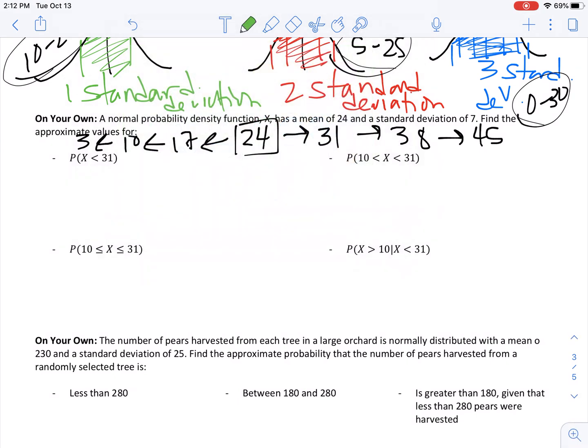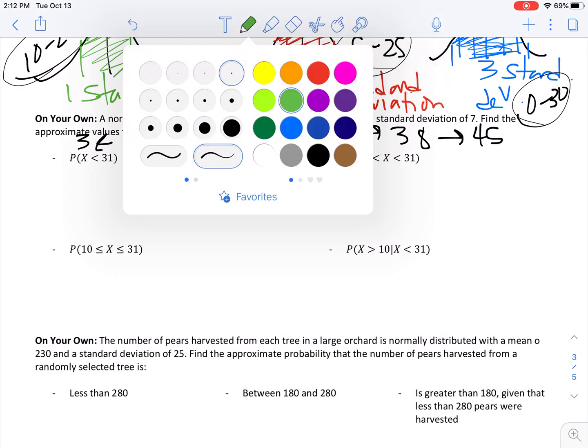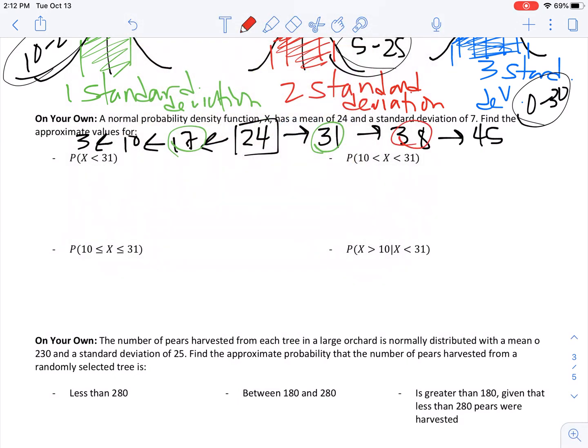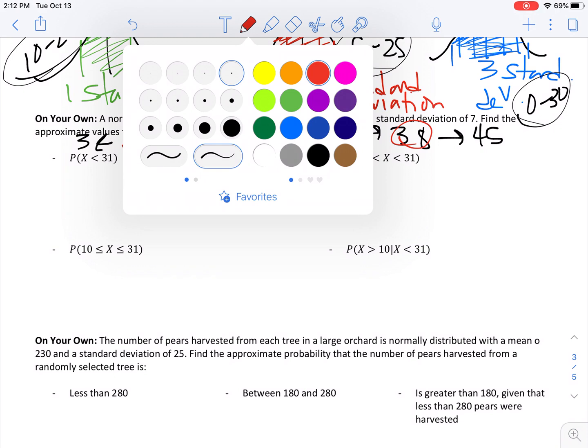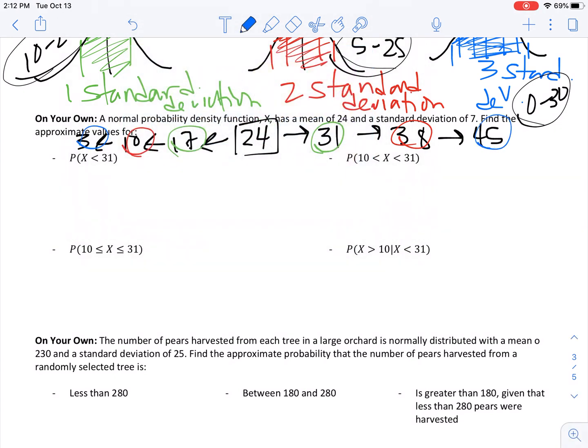Again, remember, this is plus 1. This will be plus 2 standard deviations either way. And this will be 3 standard deviations. Okay, so green is 1, red is 2, blue is 3. It seems to be the pattern we're looking at.